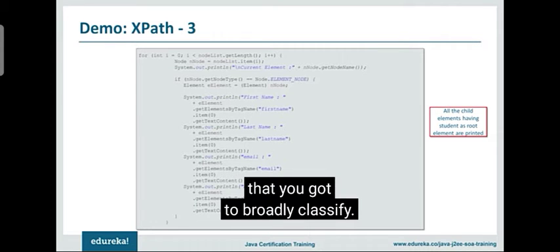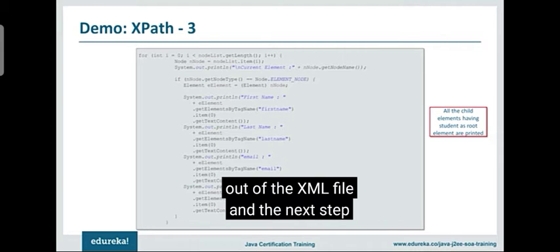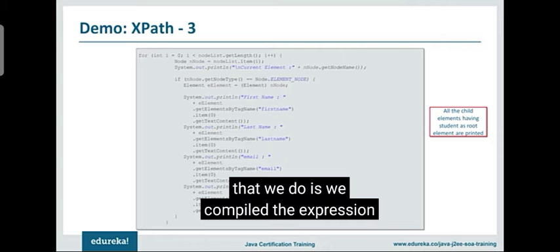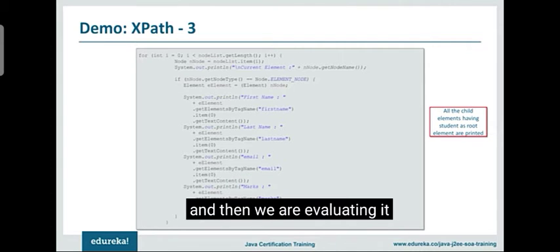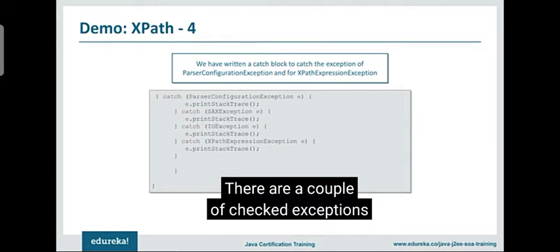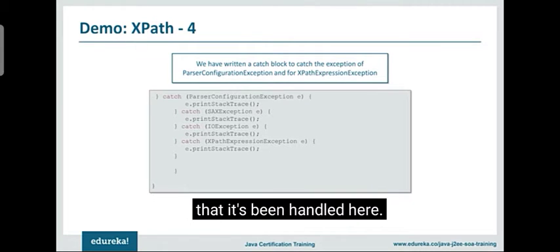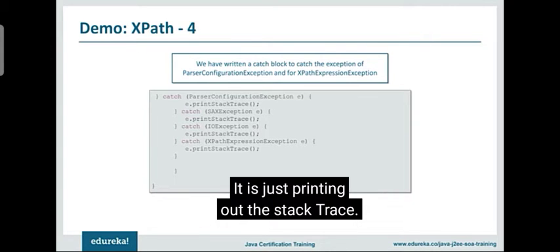To broadly classify, what we are doing here is creating a document object out of the XML file. The next step is to compile the expression and then evaluate it. Evaluation is nothing but doing something with the result. There are a couple of checked exceptions that you will have to take care of. You could see that it's been handled here. It's not specifically handling it, it is just printing out the stack trace.